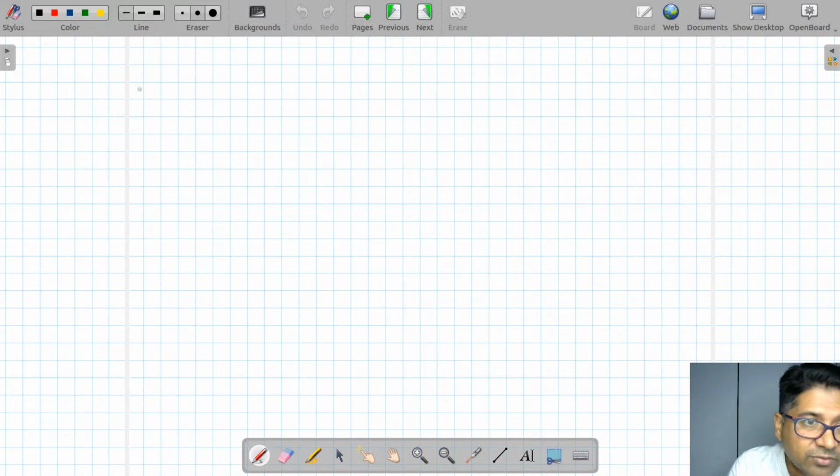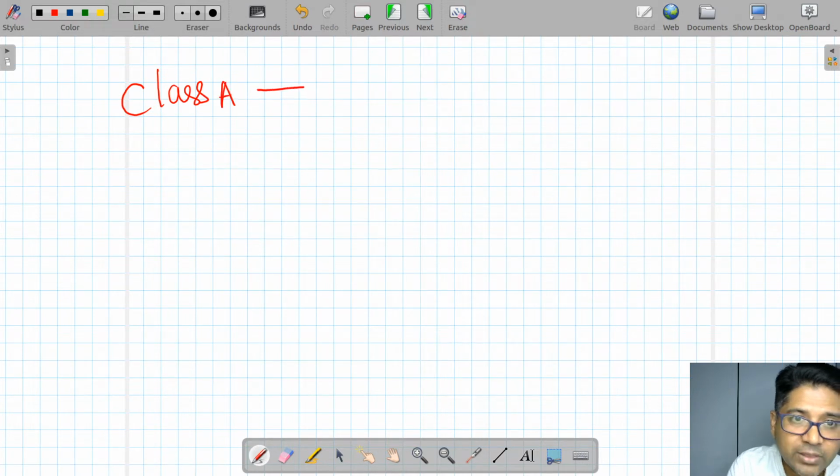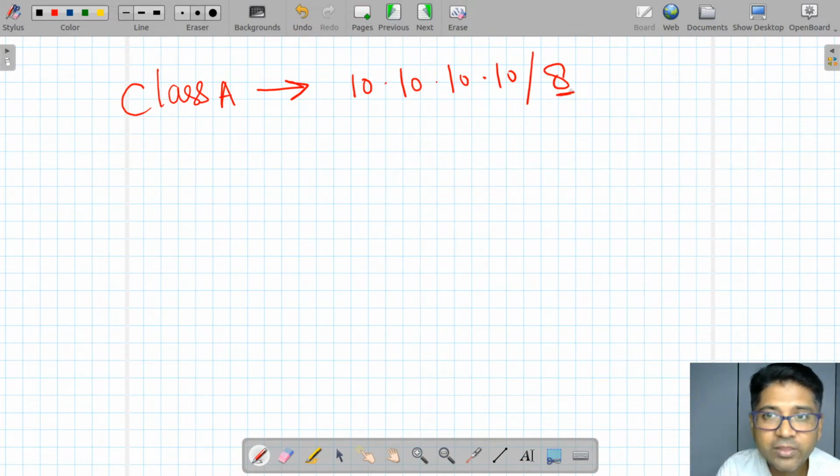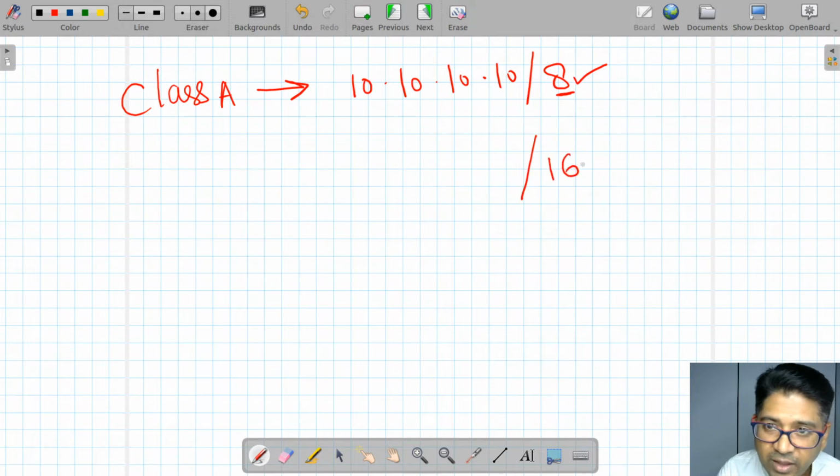So like class A says like this. You're going to write the class A with the full name. Like I'm going to write 10.10.10.10/8. Slash 8 means only the first octet is the network. Slash 16 says that it's class B.